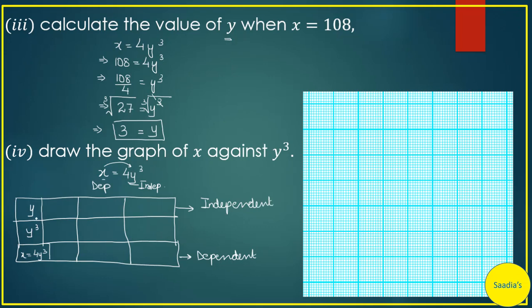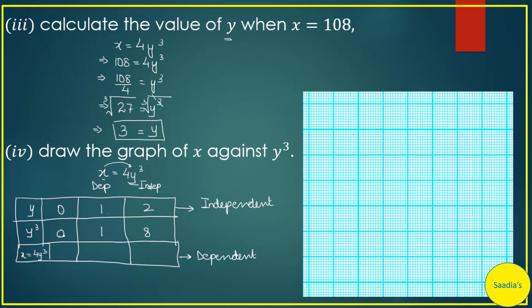Okay, so for y I am taking 0, 1, 2. Now y cube, I have to take the cube of these numbers. 0 cube is 0, 1 cube is 1, 2 cube is 8. Now that I have got y cube, when I multiply it with 4, I will get x.